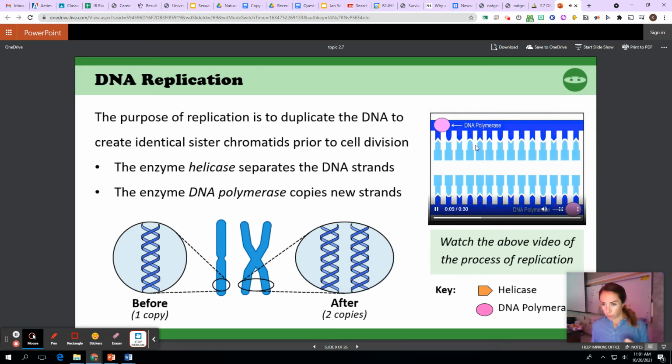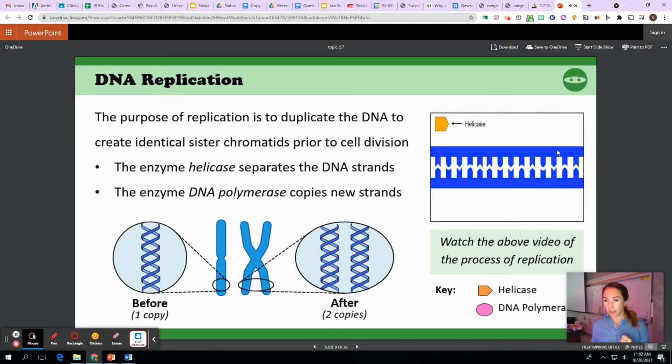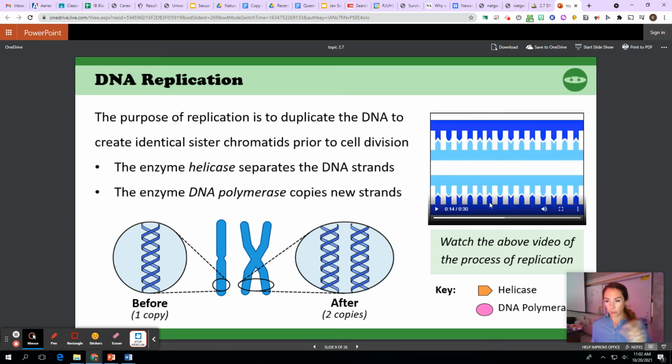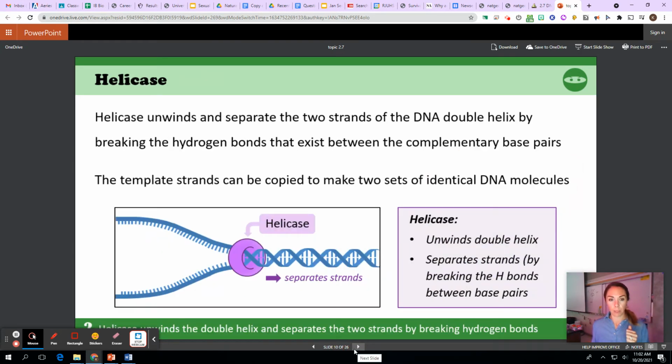The new bases are added, and then polymerase comes and bonds them all together, right? So helicase breaks it apart, and then polymerase comes back here and puts those bonds together on the outside, so that those nitrogen bases are all connected through those phosphate bonds. Helicase breaks apart, polymerase puts it back together, okay?